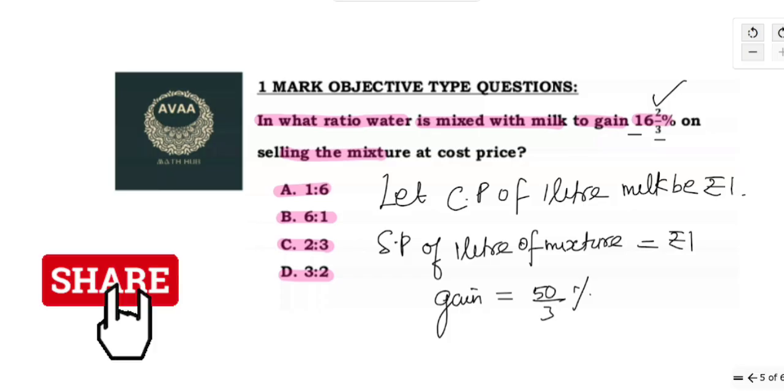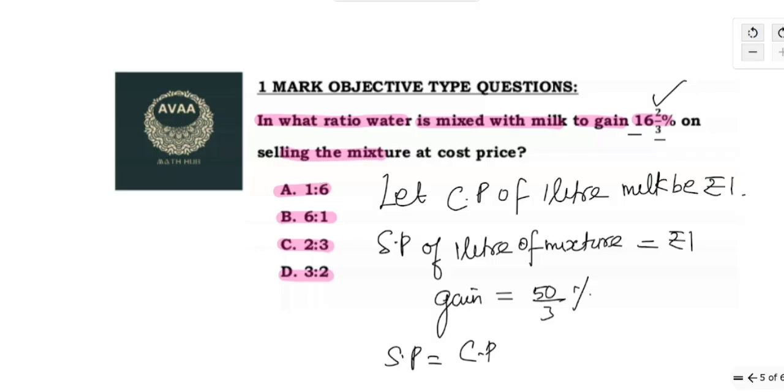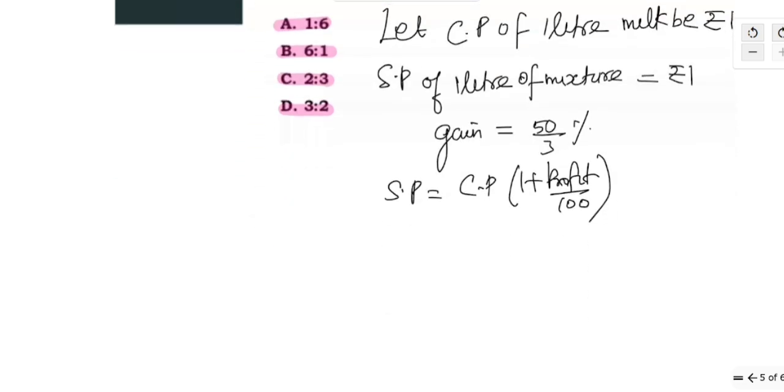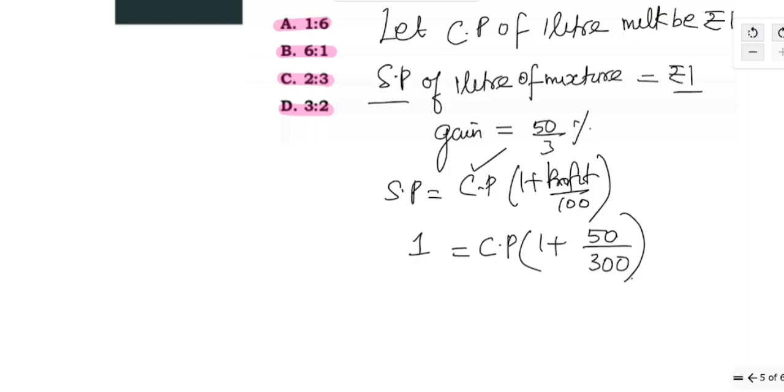So now this is the formula which we used earlier: selling price is equal to cost price times 1 plus profit over 100. Here we want to figure out the cost price of 1 liter of mixture, because the selling price we have already assumed to be rupees 1. So the selling price is 1, and the cost price we have to figure out. 1 plus 50 over 3 times 100 is 300.